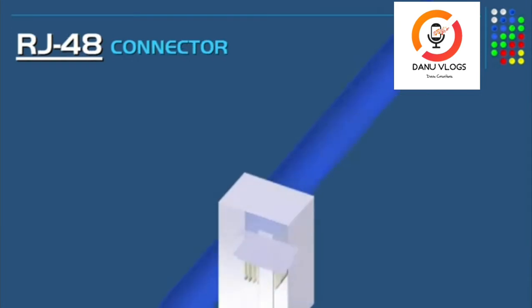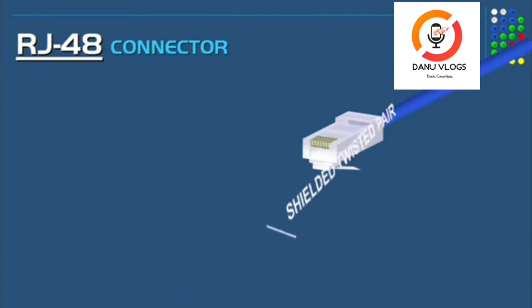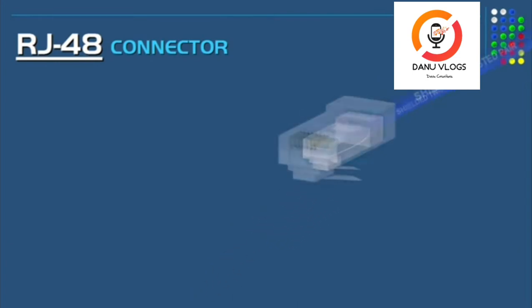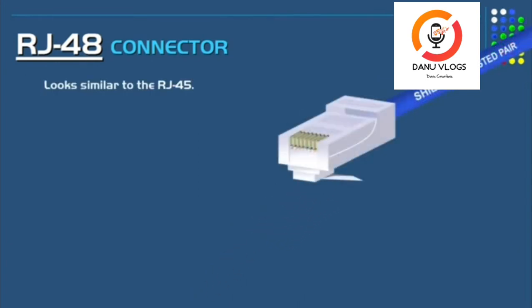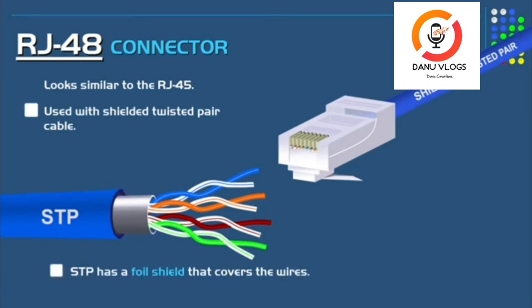And another type of connector that is similar to the RJ45 is the RJ48. Now the RJ48 looks very similar to the RJ45, but the difference between the two is that the RJ48 is used with shielded twisted pair cable instead of unshielded twisted pair that's used with the RJ45. The RJ48 is primarily used with T1 lines, and it's also wired differently than the RJ45.